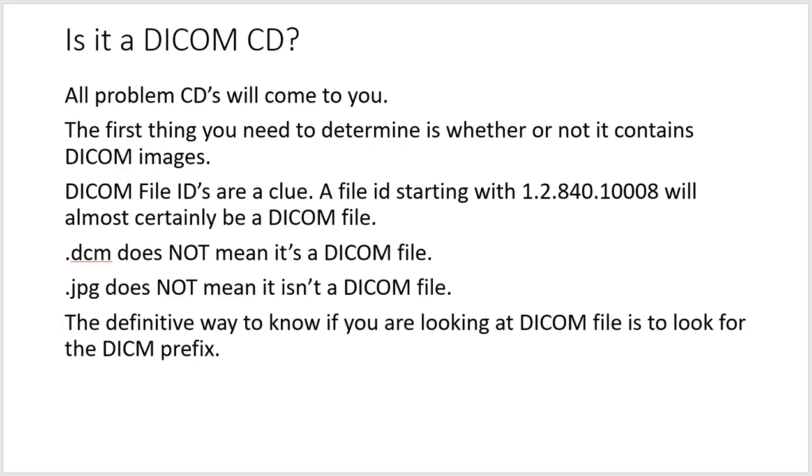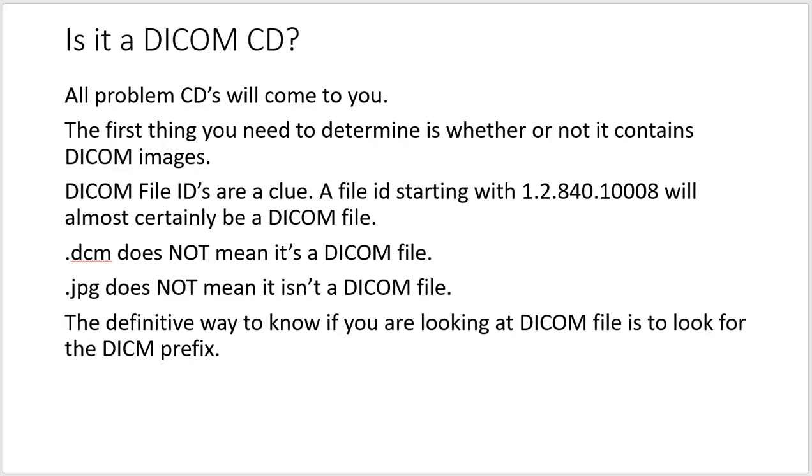All problem CDs will come to you, the radiology informatics person. First thing you need to determine is whether or not it contains DICOM images. DICOM file IDs are a clue. A file ID starting with 1.2.840.10008 will almost certainly be a DICOM file, and hopefully you're getting used to seeing this prefix of numbers in the UIDs. Right? When you see that, okay, that's a DICOM number. I know I'm dealing with a DICOM file.